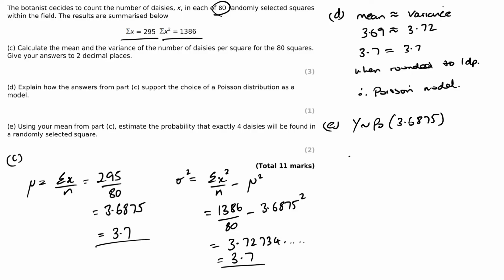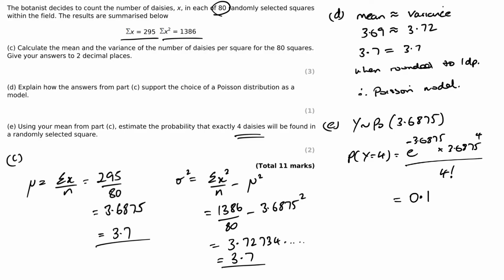So we're looking at exactly 4, the probability when y equals 4. So that is e to the minus 3.6875 times 3.6875 to the power 4 over 4 factorial. And this will give me 0.19286 and so on, which is 0.193 to 3 significant figures.